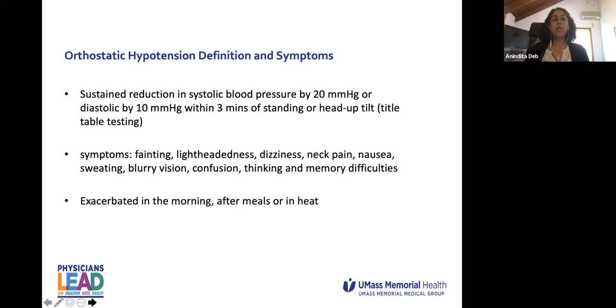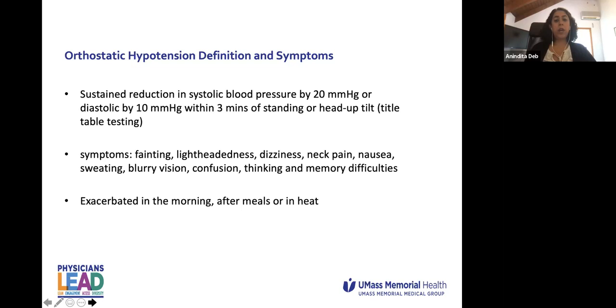So when there's a change in position, generally from laying to sitting to standing, if there is a drop in that top number by 20 points, or in that bottom number by 10 points within 3 minutes of that positional change, that is the criteria for the diagnosis of orthostatic hypotension. Sometimes you might be close to the 20, maybe you're 18 or 19 and you're feeling symptoms. So this is not obviously black and white, there can be some gray areas, but in general, in order to meet this diagnosis, this is the criteria.